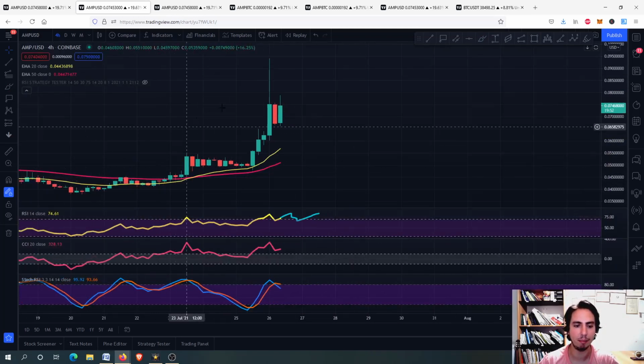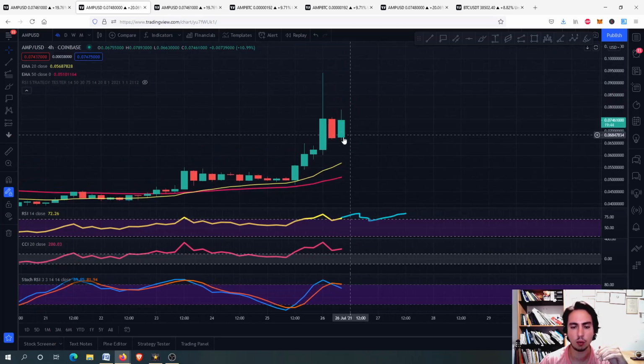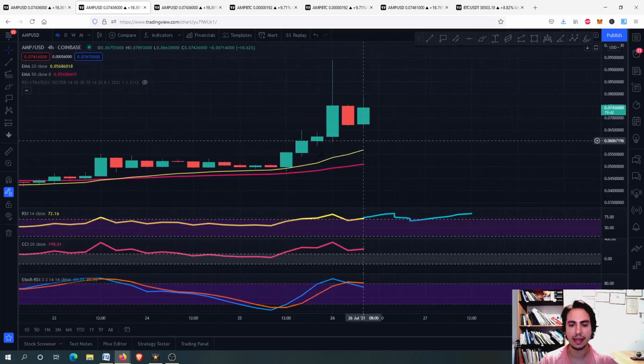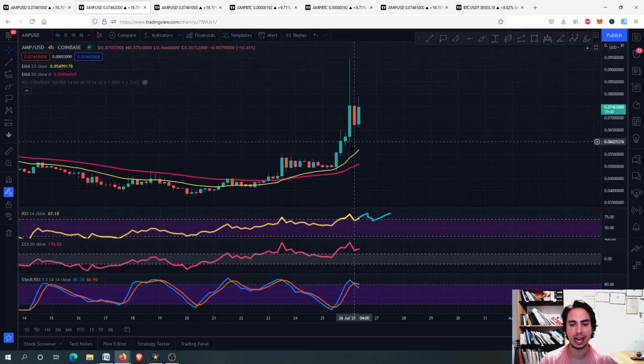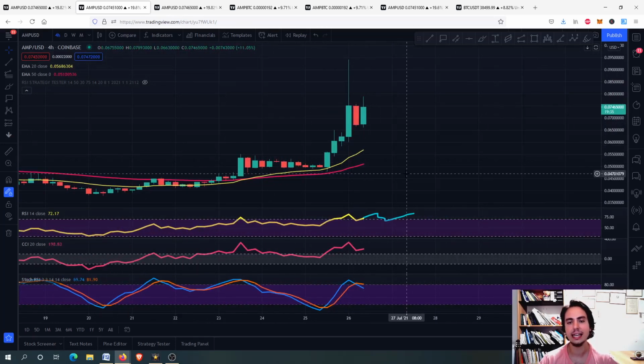As you can see, we had a bullish cross between the 20-day EMA and the 50-day EMA from back on 23rd July, around there, and now we are far above the EMAs, the exponential moving averages. As you can see, the yellow line is the 20-day, the red line is the 50-day EMA.